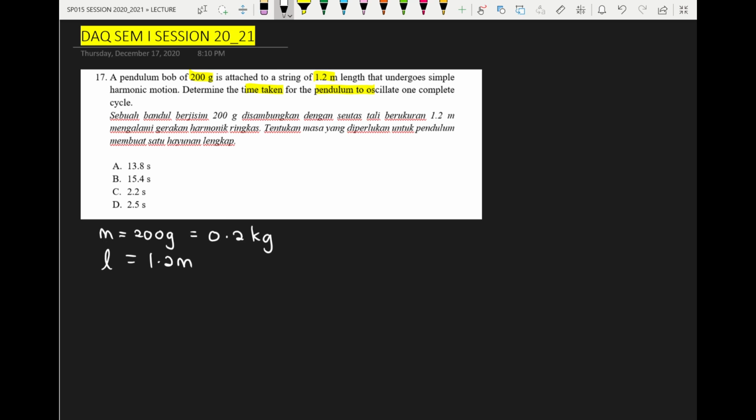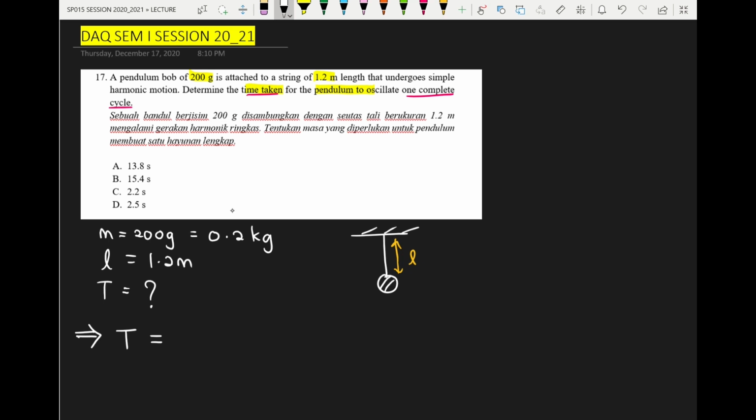Okay, and the objective of the question is you need to determine the time taken for one complete cycle. So as we know, time taken for one complete cycle we call as period. Okay, so the period, the symbol is capital T. Okay, and you also can sketch the diagram. Okay, just a simple diagram. This is your pendulum. Okay, and this is our length of the string. Okay, so it is straightforward question because you need to find the period. Okay, the period of the pendulum.